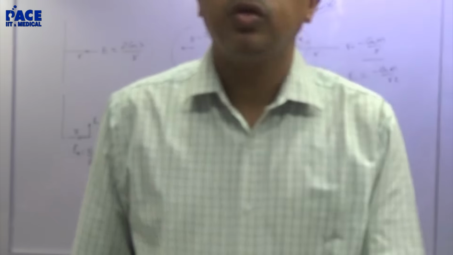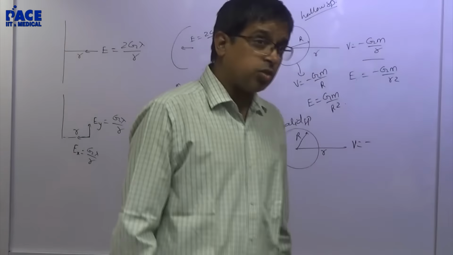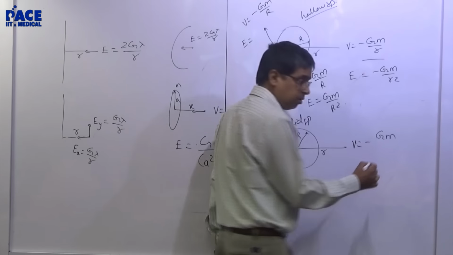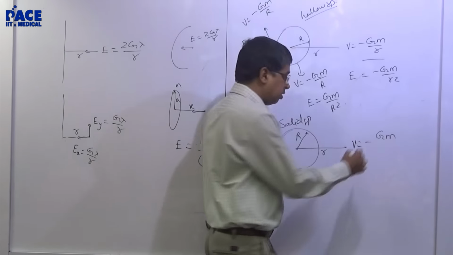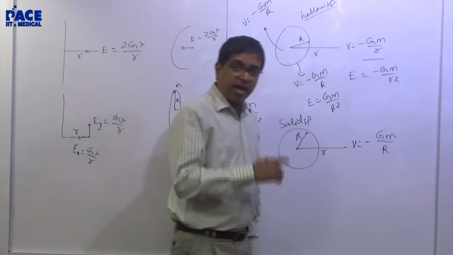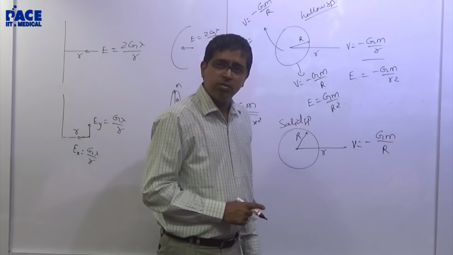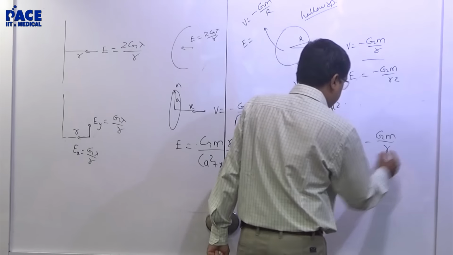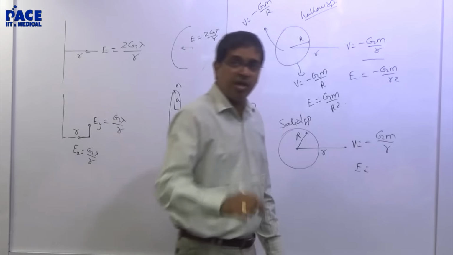So minus GM upon r square. R square. So sir, minus GM upon r. Am I right? No sir. Sir, why? Small r. Wonderful. Tell me the expression for field, same person.